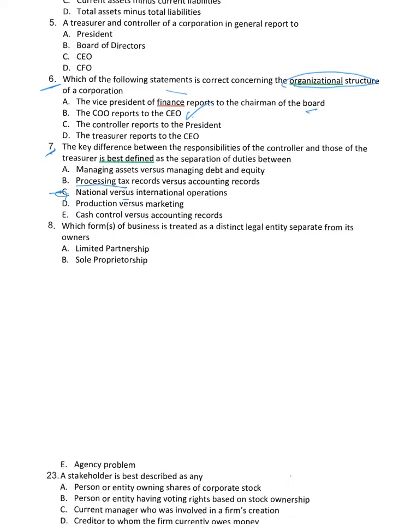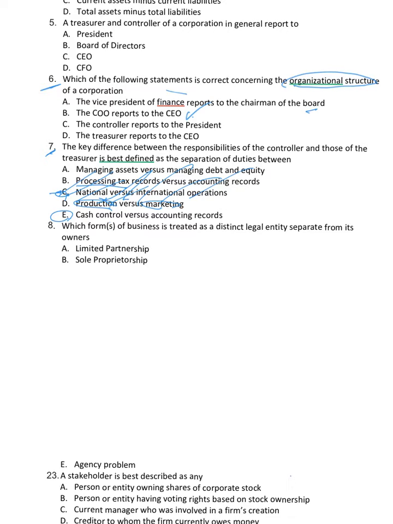Well, by definition, we know that the controller and the treasurer, none of them have to do the marketing while the other has to do the production. This is not true. So all of what we have just discussed is not exactly true, doesn't fit the differences. So it's definitely part E, right? So cash controller versus accounting records. And this would be our answer to this question.